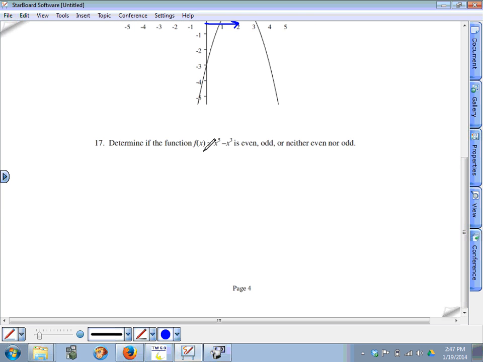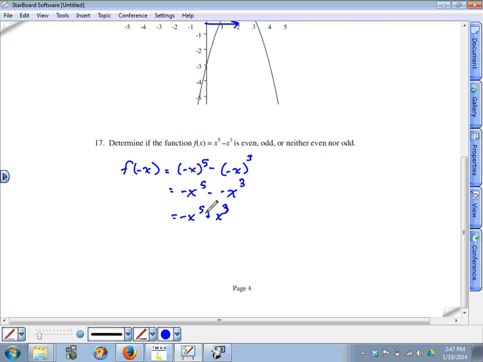Okay, now algebraically, to determine if a function is even or odd or neither, you have to consider the function when all the x's are replaced with the opposite of x. So we evaluate the function at negative x. This turns out to be negative x to the 5th minus negative x to the 3rd, which is negative x to the 5th plus x to the 3rd.